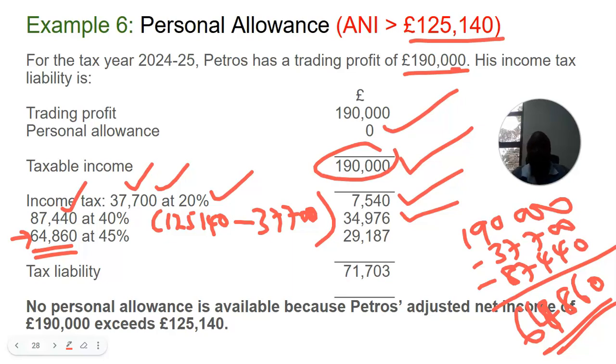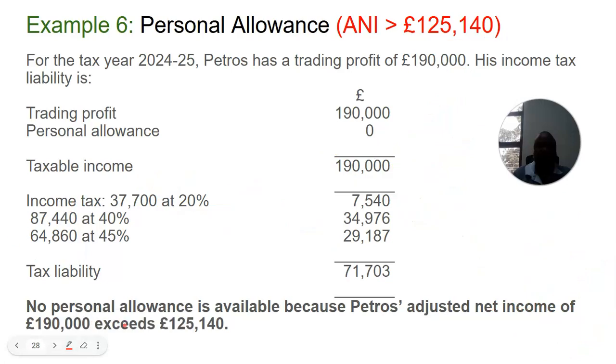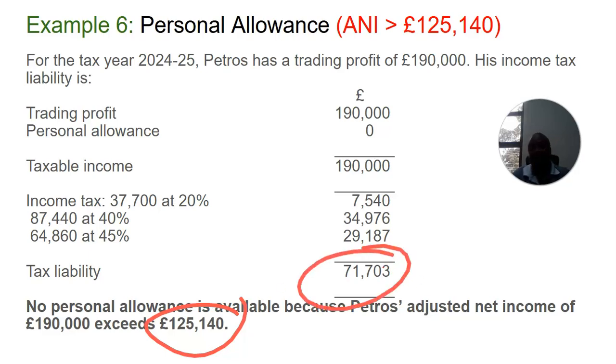Please verify with your calculators. If you find different figures, always make a comment in the comment section below. I'll attend to those so that my videos become industrial standard. So that's what we are talking about, ladies and gentlemen. There is no personal allowance for this guy because his income has exceeded the threshold of 125,140. So his total tax liability becomes that one.